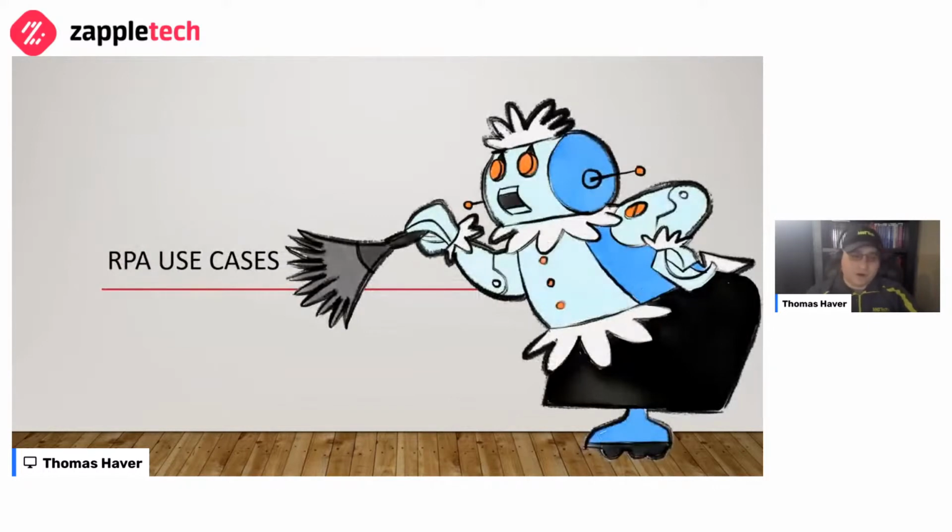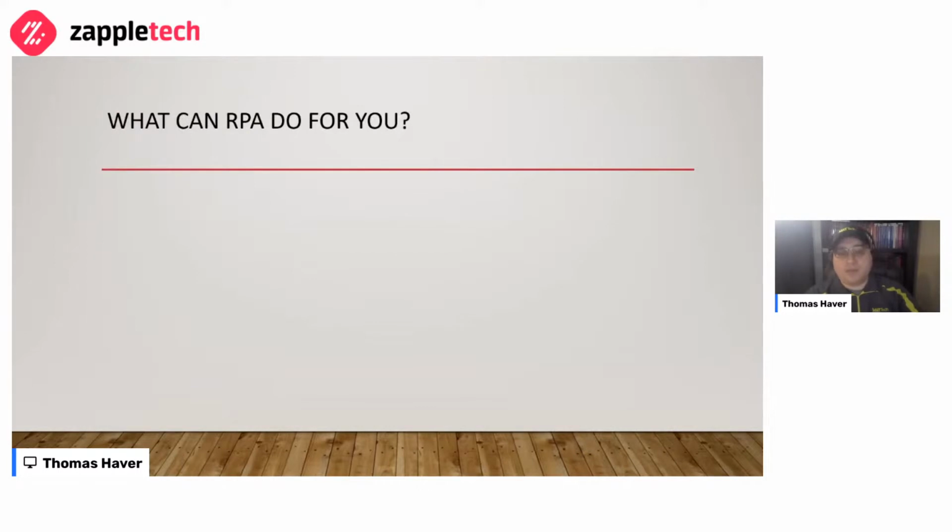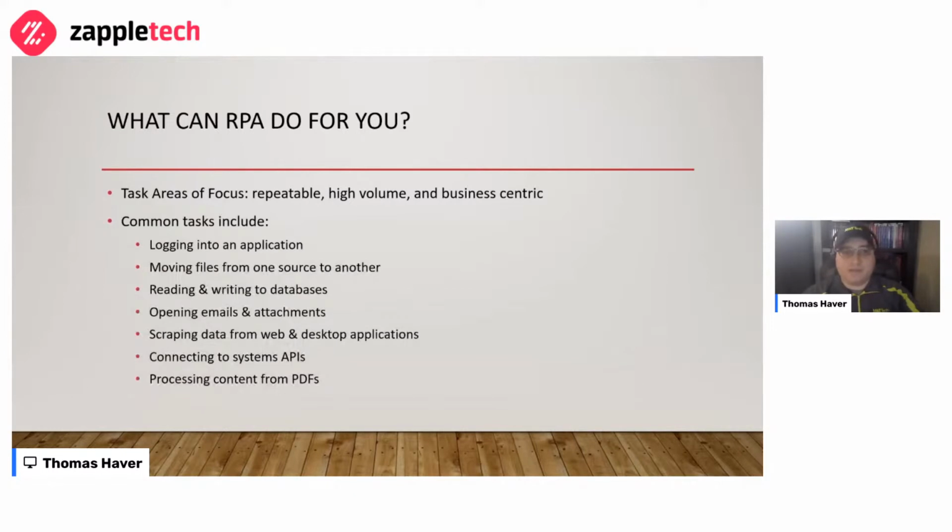So let's look at a few RPA use cases. What can RPA do for you? Well, for one, as a general rule, it can help you with repeatable, high volume, and business-centric tasks. Another common set of tasks could be logging into an application, moving files from one source to another, reading and writing to databases, opening emails and attachments, scraping data from web and desktop applications, connecting to APIs, processing content from PDFs.